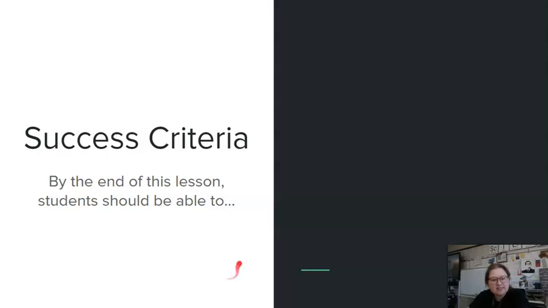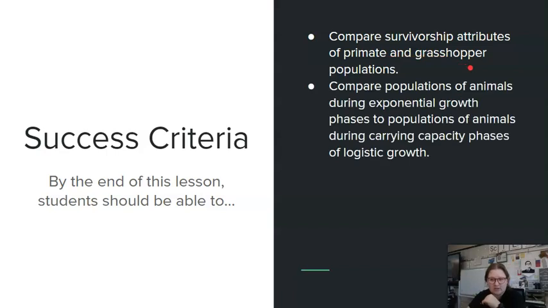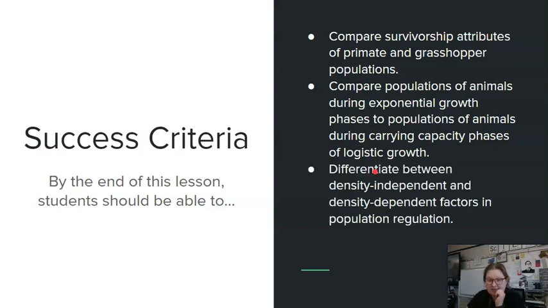By the end of this lesson, you should be able to compare survivorship attributes of primate and grasshopper populations. So we're going to look at the survivorship curve, and based on that, you should be able to describe how primate survivorship is over time versus a grasshopper. You should also be able to compare populations of animals during exponential growth phases to populations of animals during carrying capacity phases of logistic growth. So what does that population growth look like in those different phases?